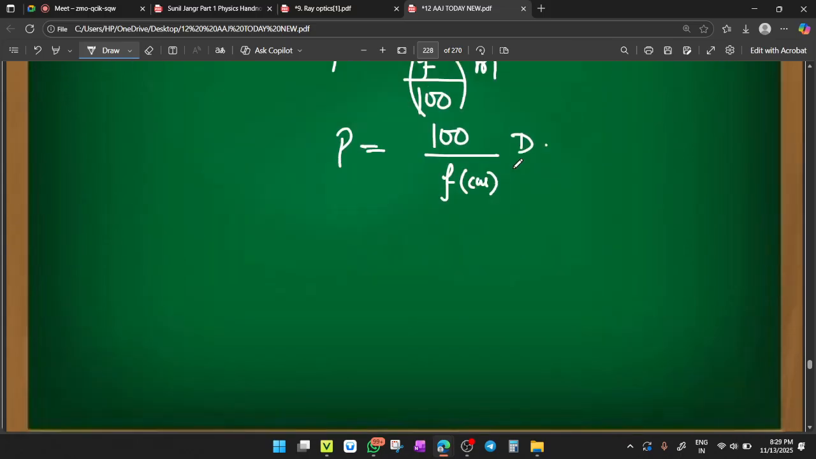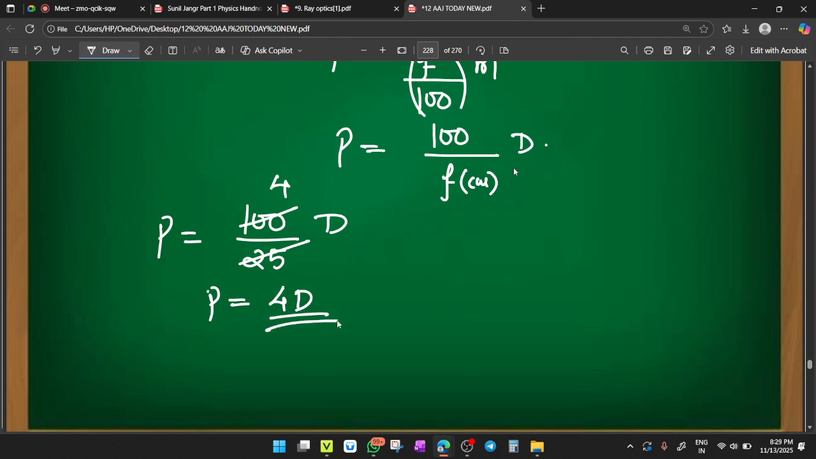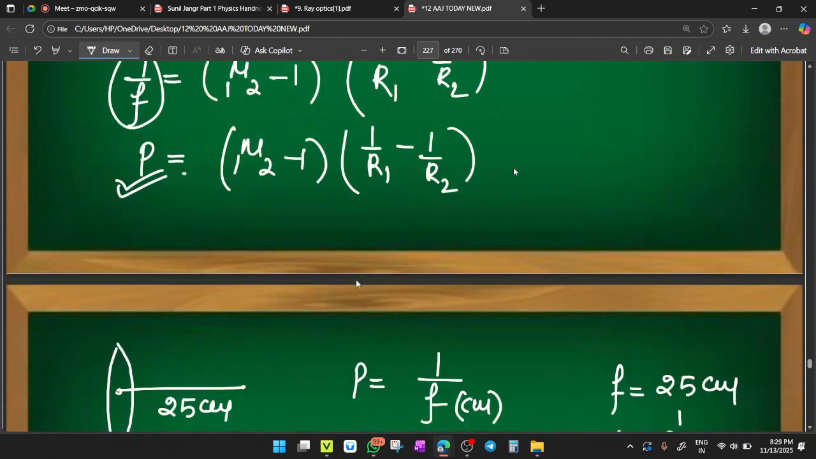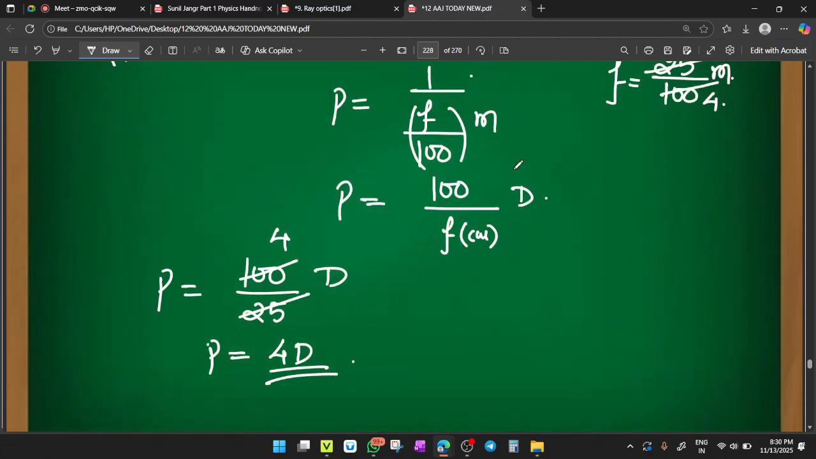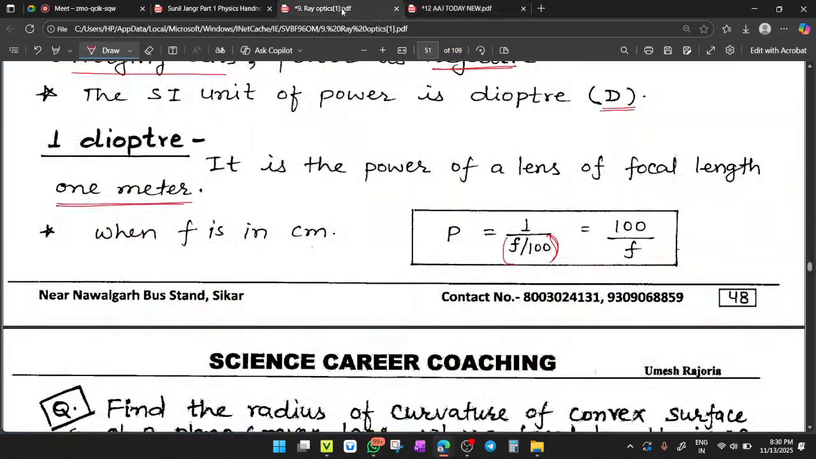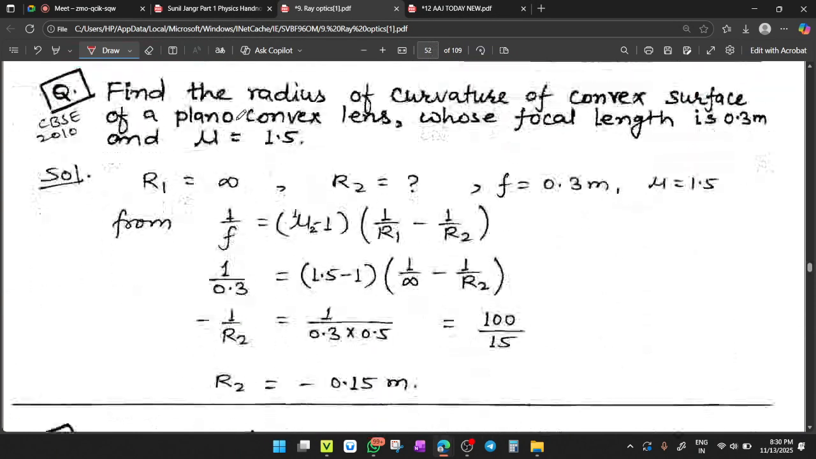Clear or not clear? So here power is equal to 100 upon 25, as it is given in centimeter. So your formula will be 100 by f. Now cancel this, so it will become 4 diopter. Clear or not? So the power of a lens having a focal length of 25 centimeter equals 4 diopter. Clear? Lesser the focal length, greater the power. So the formula for power with f in centimeter is 100 by f.